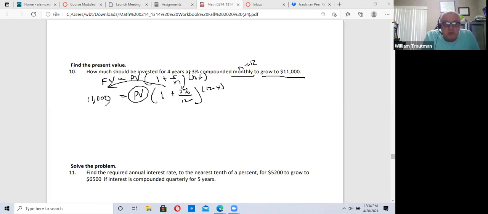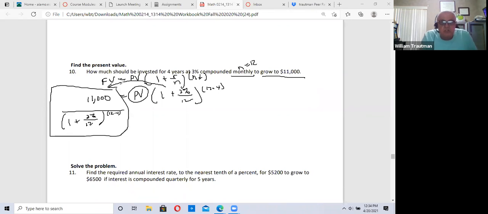It's multiplying, so I'm going to divide it by 1 plus 3% over 12, raised to the power of 12 times 4. So this is what I'm going to put into my calculator to find the present value. I just took that whole thing and divided both sides by that, right? I divided this side by this whole thing also, and it canceled. So PV equals that. So it's not easy.